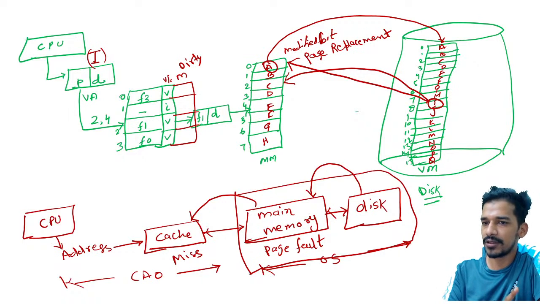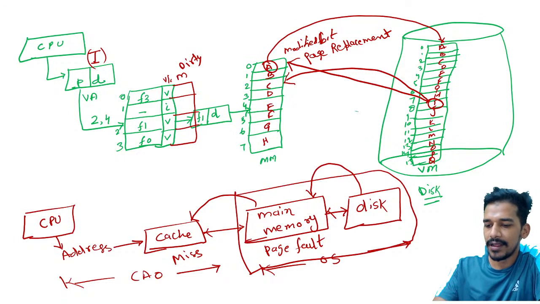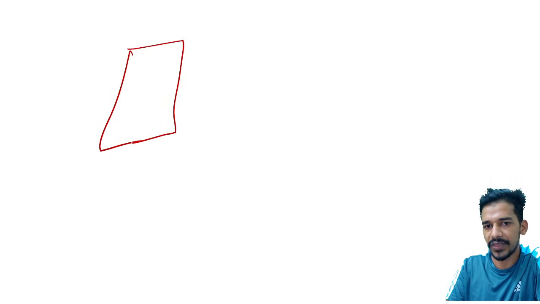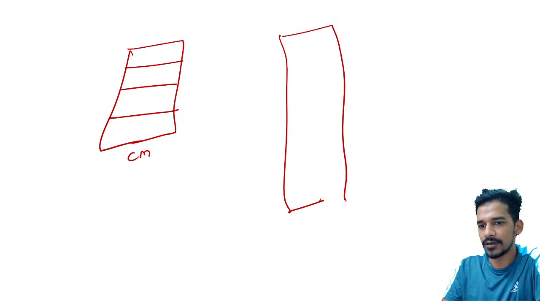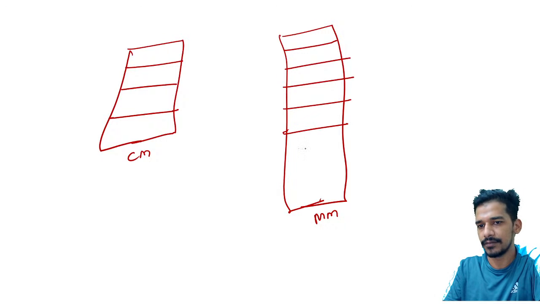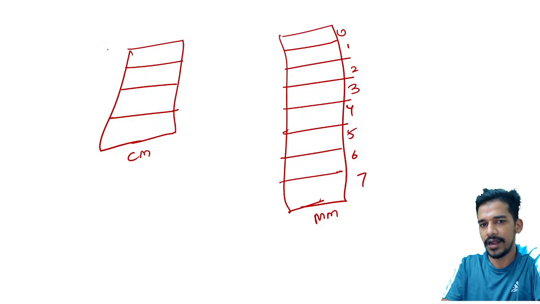You must have heard about cache coherence. Let us say you have a cache memory in which you have 4 blocks, and a main memory in which you have, let us say, 8 blocks. So main memory block numbers 0, 1, 2, 3, 4, 5, 6, 7, and you have 4 blocks here, right?